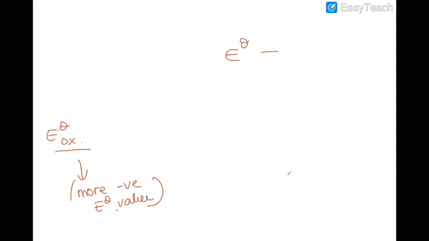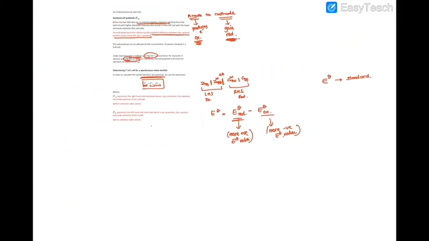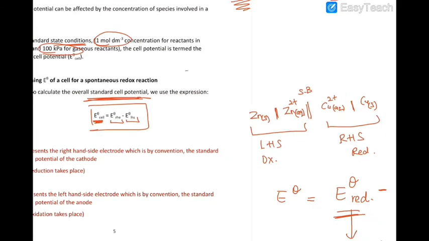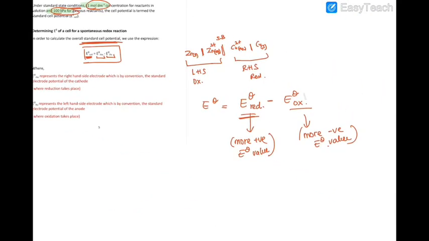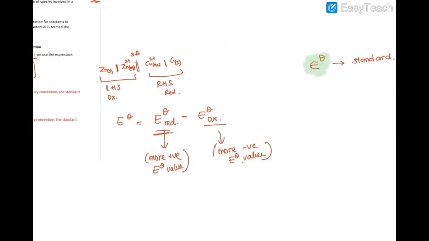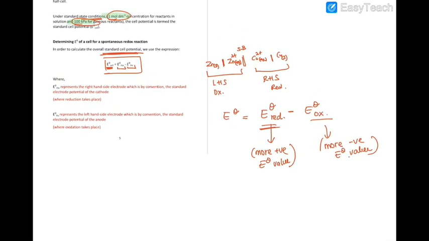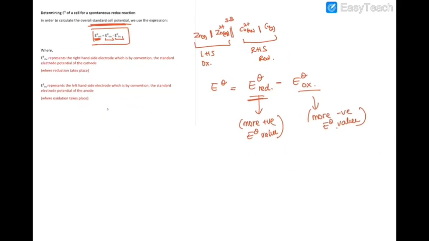When you use this symbol, this means that you're measuring the cell potential at standard conditions, and the standard conditions is what you have here: 1 mole per dm cube concentration, 100 kilopascal pressure. So this is when you use the standard electrode potential. So this is the formula that you will have to remember to find the overall cell potential.